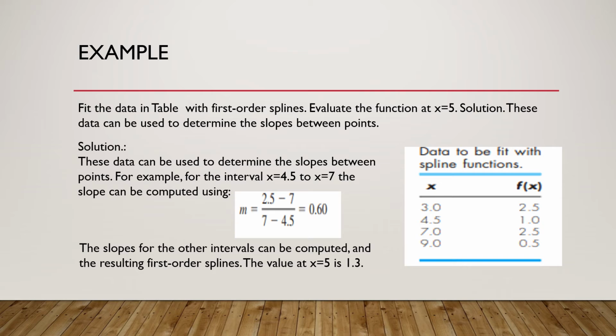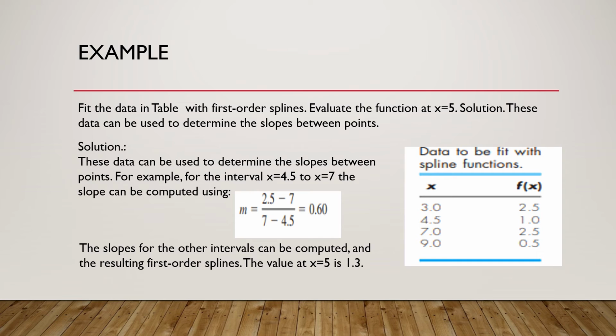So, example. Fit the data in table with first-order splines. Evaluate the function at x equal to 5. So, yun nga, yung nabanggit ko kanina sa linear interpolation, dapat kailangan muna nating i-rearrange yung given data sa descending or ascending para hindi tayo malilito. Pero dito sa binigay niyang example, naka-arrange naman siya from lowest to highest. So, ang x equal to 5, ang 5 ay naglalay between 4.5 to 7.